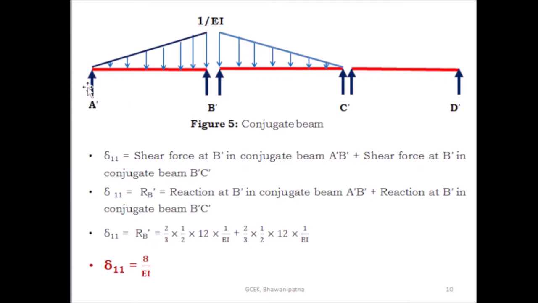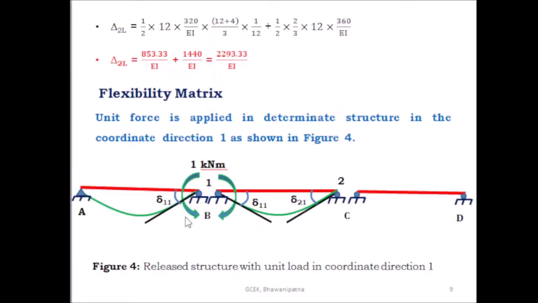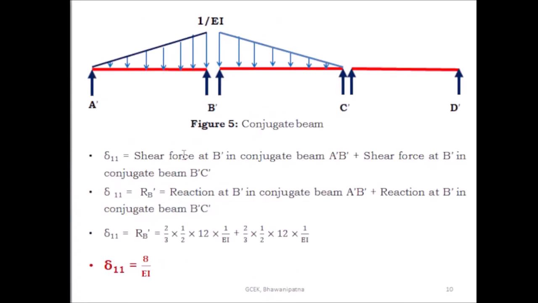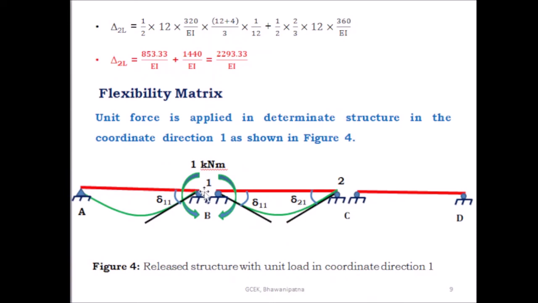So this is the support A dash, B dash, C dash. For the real beam you take A, B, C, D, and for the conjugate beam you take the supports A dash, B dash, C dash and D dash. So what do you have to find out? You have to find out delta 1 and delta 2 1, the displacement at coordinate 1 and the displacement at coordinate 2 due to the unit moment in coordinate direction 1.